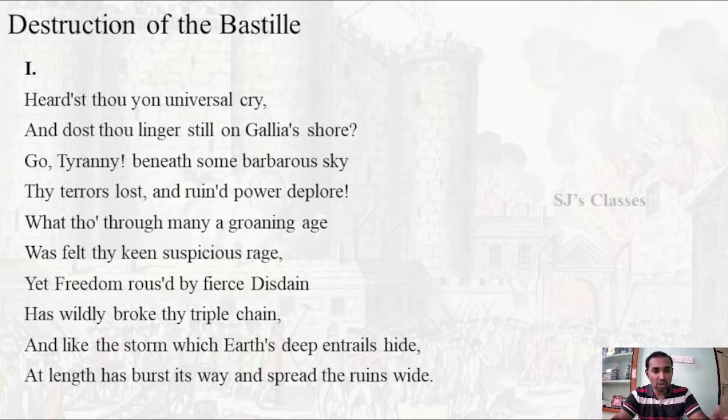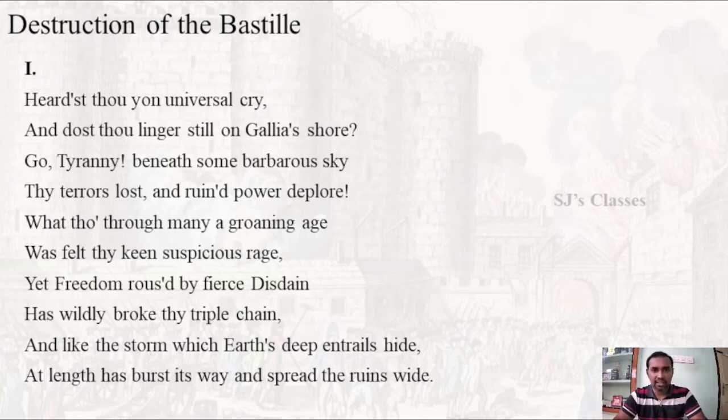So freedom arose from this fear's disdain, this fear's lack of respect for the king, and it wildly broke the triple chain. Triple here could be the three mottos of the French Revolution, which are liberty, equality, and fraternity, which was more or less the slogan of the revolution. These were denied to the people by the autocratic ruler. The freedom which arose from fear's disdain, just like the storm in the innermost part of the earth, has come out and created a wide destruction. That is how he ends stanza number 1.